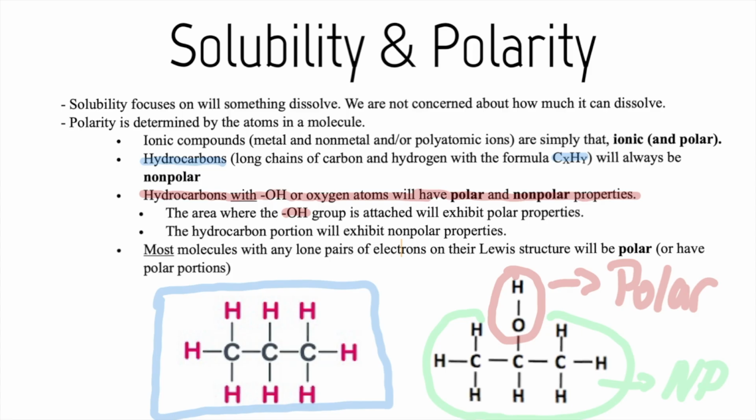And then we know from our conversations in class, what we've been looking at, we know that most molecules with any lone pairs of electrons will be polar. Right, so we've looked at a lot of those. Again, when we have a lone pair, that creates an asymmetrical shape, which then allows for polarity, for partial charges to occur.